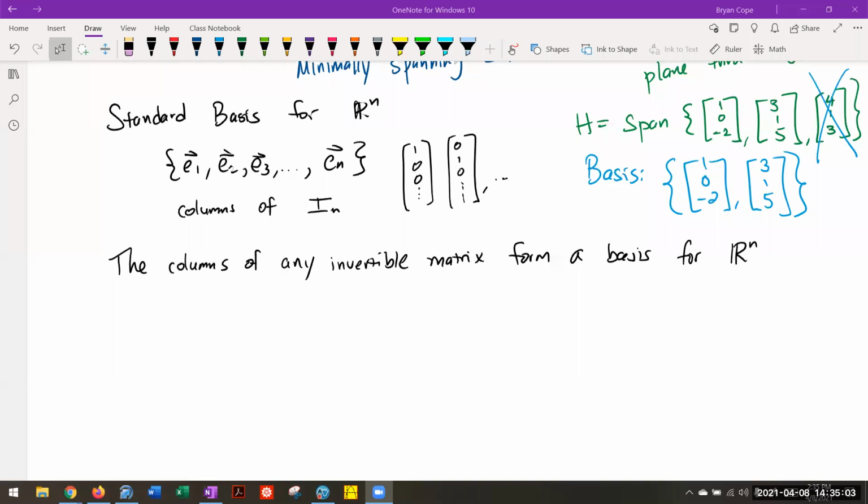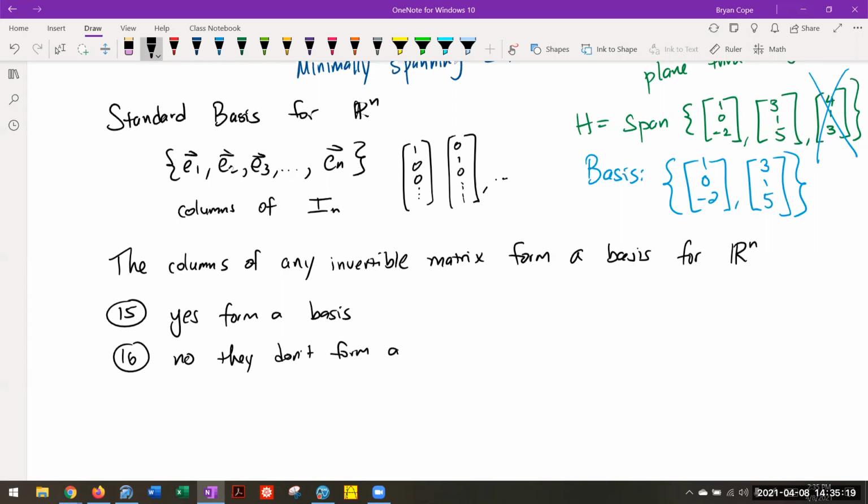Okay, we're recording again. All right, so 15, the answer was yes, they form a basis. Are you seeing what I'm writing on the board, you guys? Yes, okay. And 16 is no, they don't form a basis, because they are linearly dependent, because they are scalar multiples of each other.